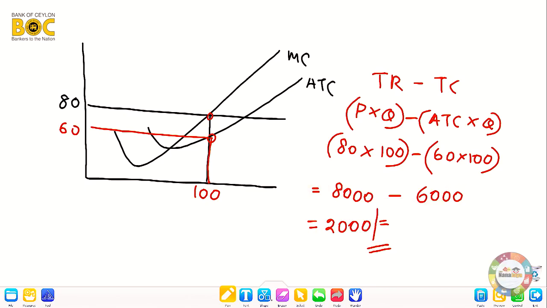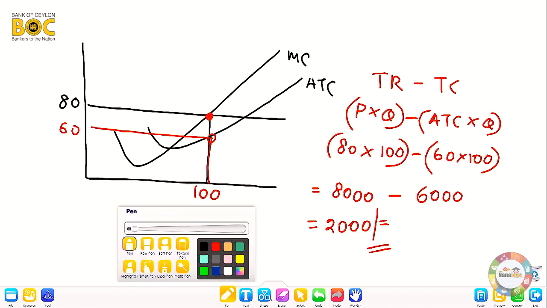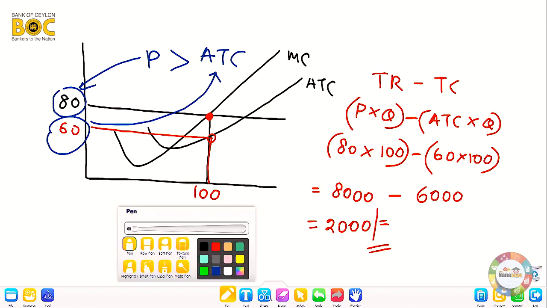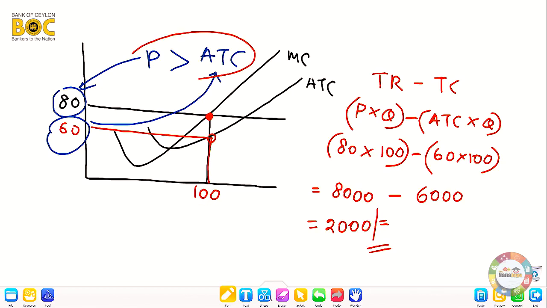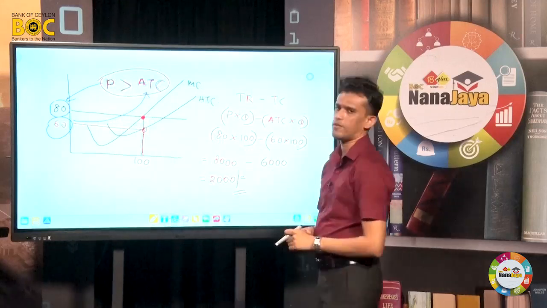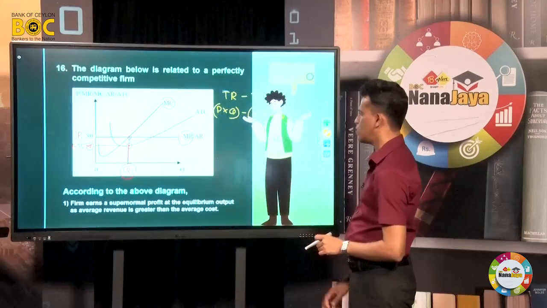So therefore, at the equilibrium output, at the point where the MR equals MC condition is satisfied, if the price of the product is greater than the average total cost, at the equilibrium output, the firm will make a supernormal profit.